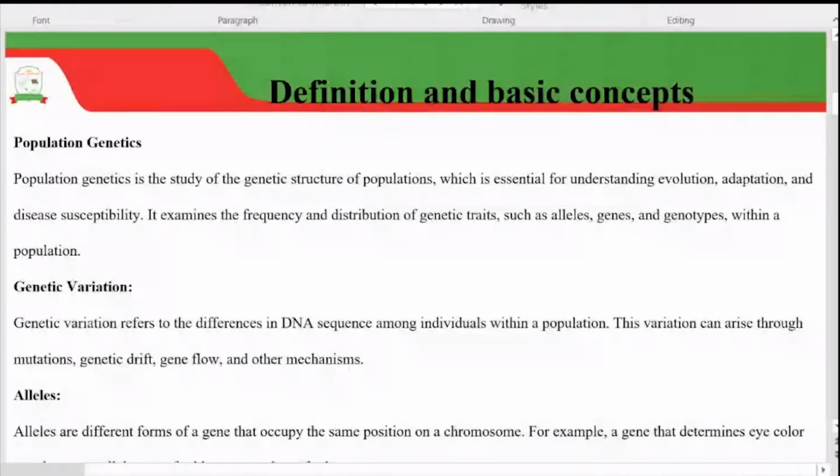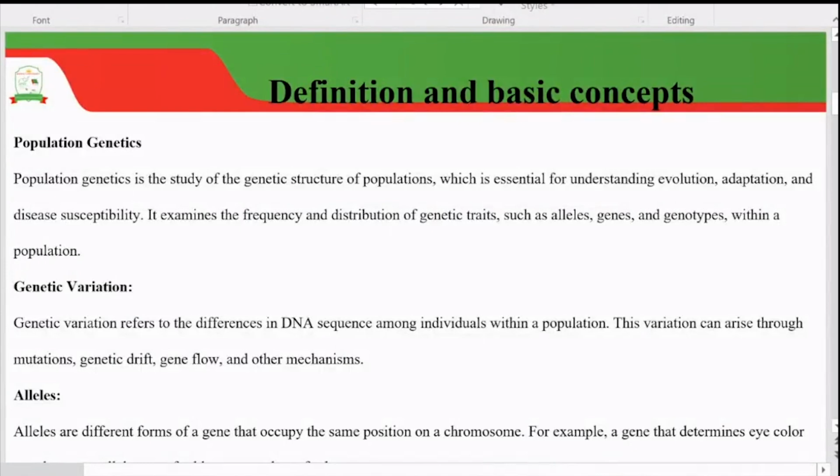genotypes within a population. So, as we go through this particular module, you'll be able to understand what we mean by an allele, what we mean by a gene, but also what we mean by a genotype. So when we're referring to population genetics, we're looking at how all these traits are distributed within the population. And that leads us to a term called genetic variation.